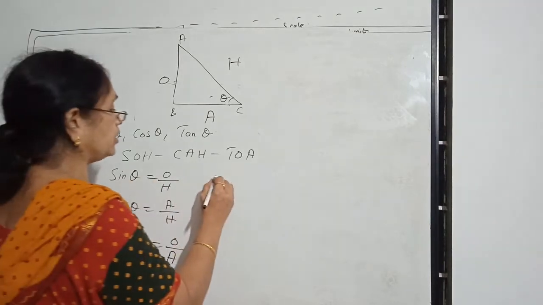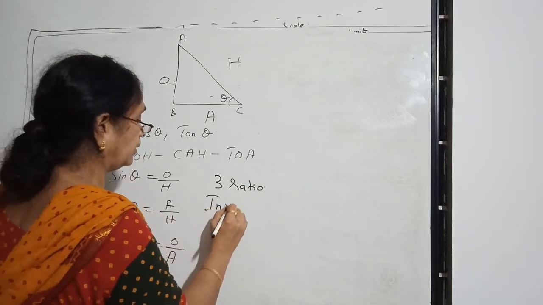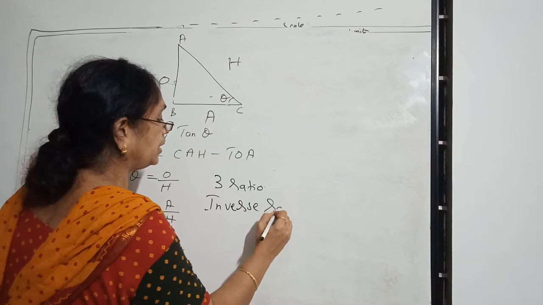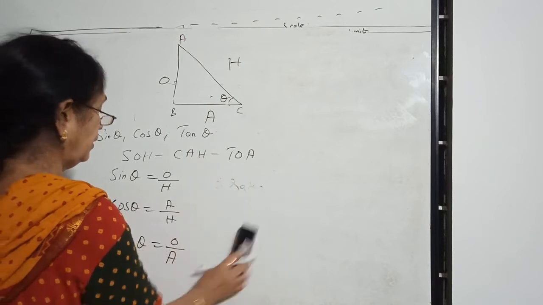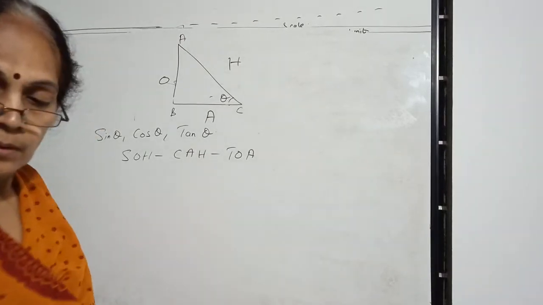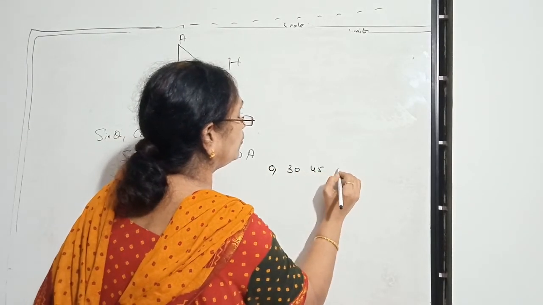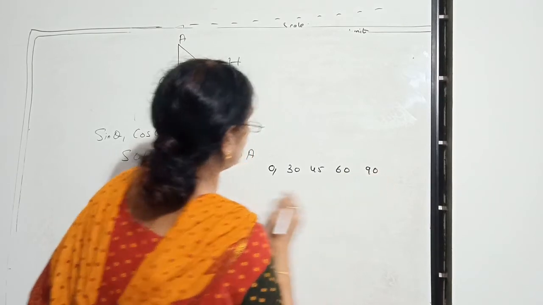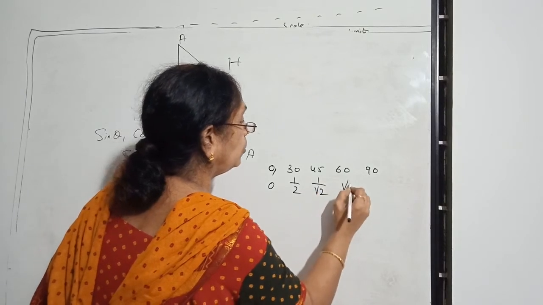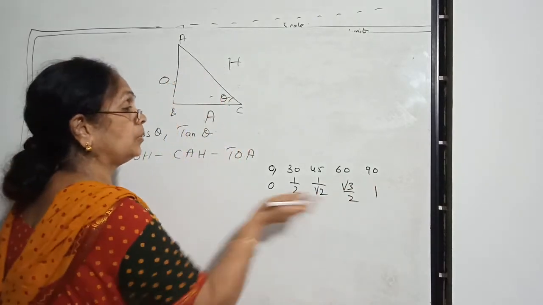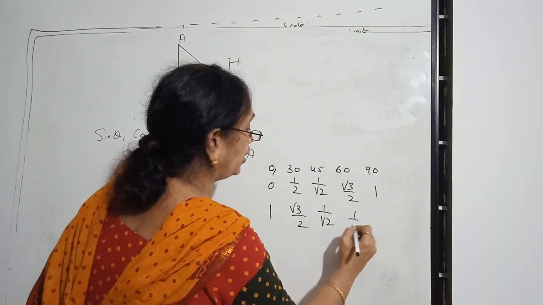Now these are the three ratios. Again it has inverse ratios of these, and this can be converted into a small table. You have 0, 30, 45, 60 and 90 degrees. The six ratios can be written. For sin theta: 0, 1 by 2, 1 by root 2, root 3 by 2 and 1. Now write in the opposite direction for cos theta: 1, root 3 by 2, 1 by root 2, 1 by 2 and 0.